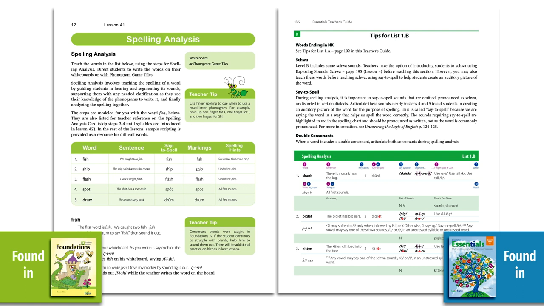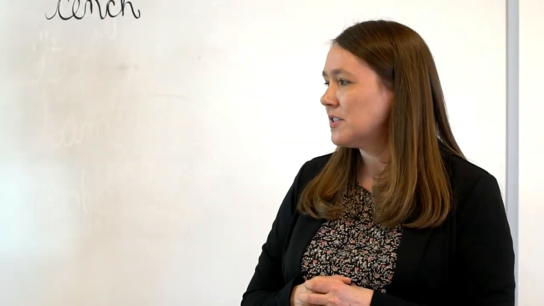Essentials has a more in-depth spelling analysis kind of list. So you'll see the word and the sentence. You'll see the number of syllables. Again, we'll explain how to use that, how to say to spell it, and then it will actually segment every syllable for you, because we found some teachers were struggling with segmenting words clearly. So we provided that for Essentials teachers.